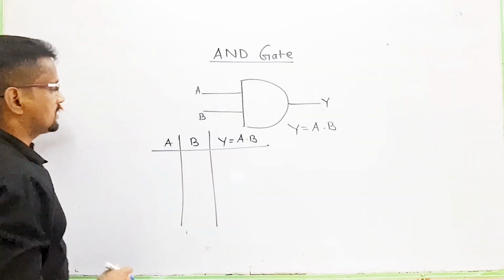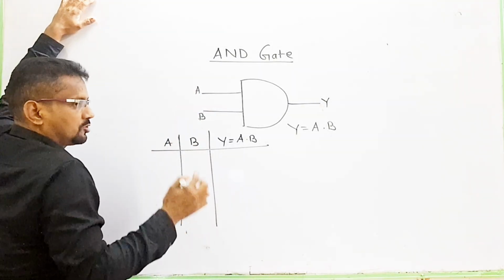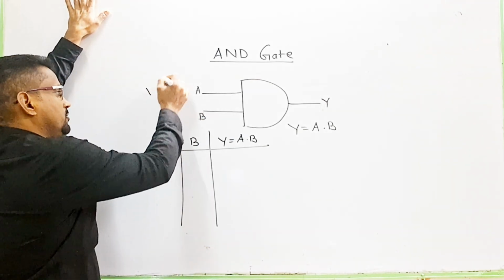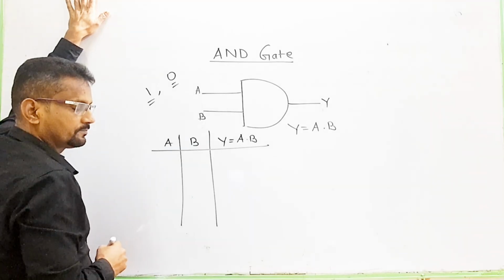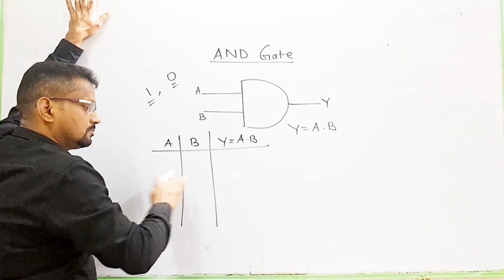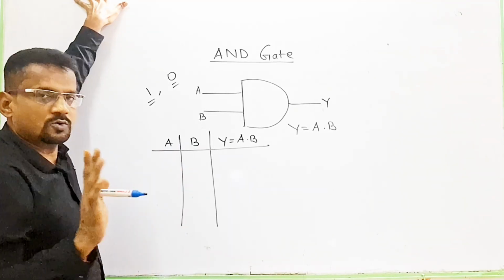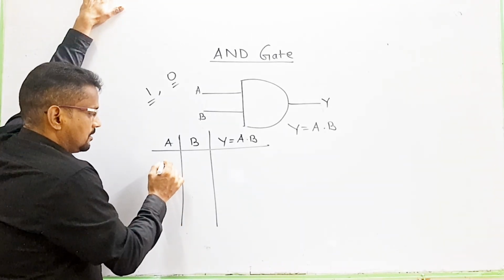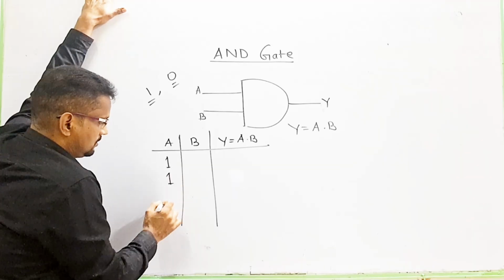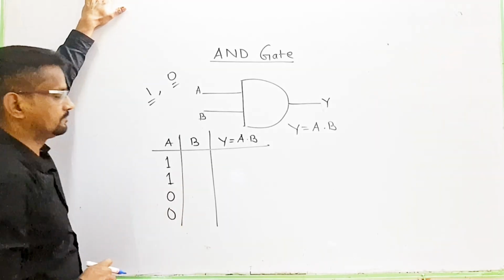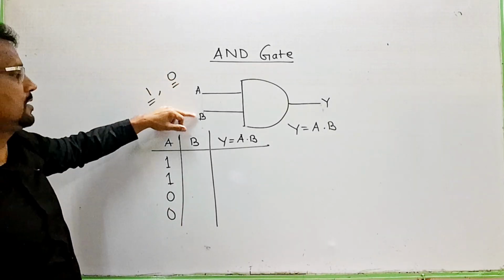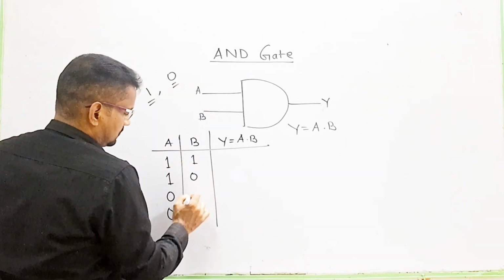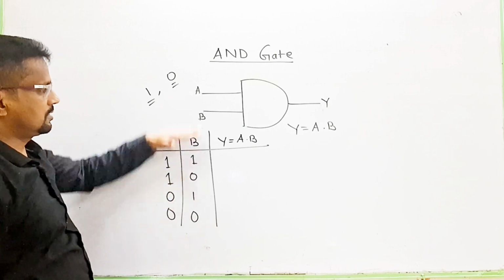At first, let me consider the two inputs, and here we are going to use binary digits 1 and 0. How to write the rows? The rows can be written very easily. A simple technique: write 1, 1, 0, 0. After that, alternately 1, 0, 1, 0. So all the possible combinations we have got.